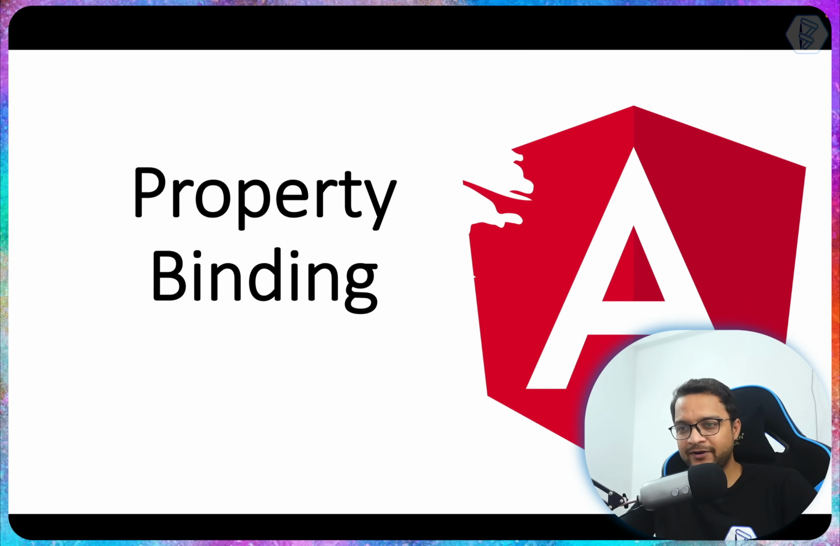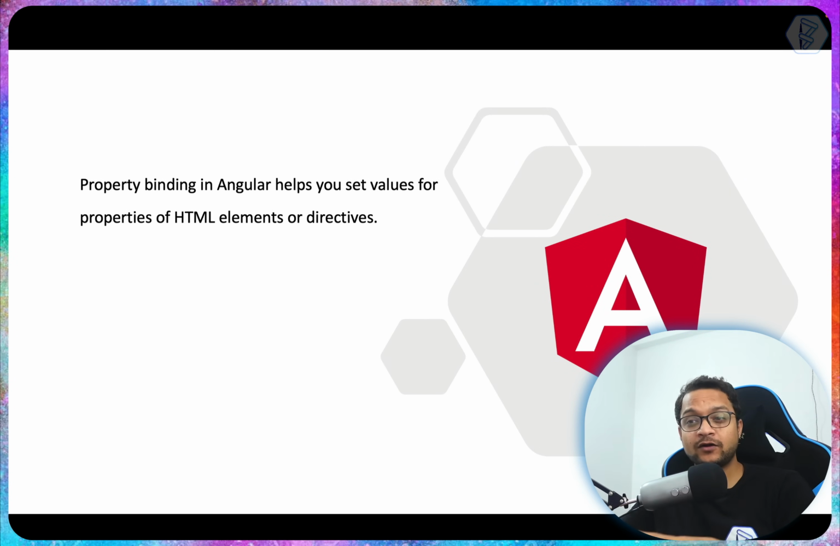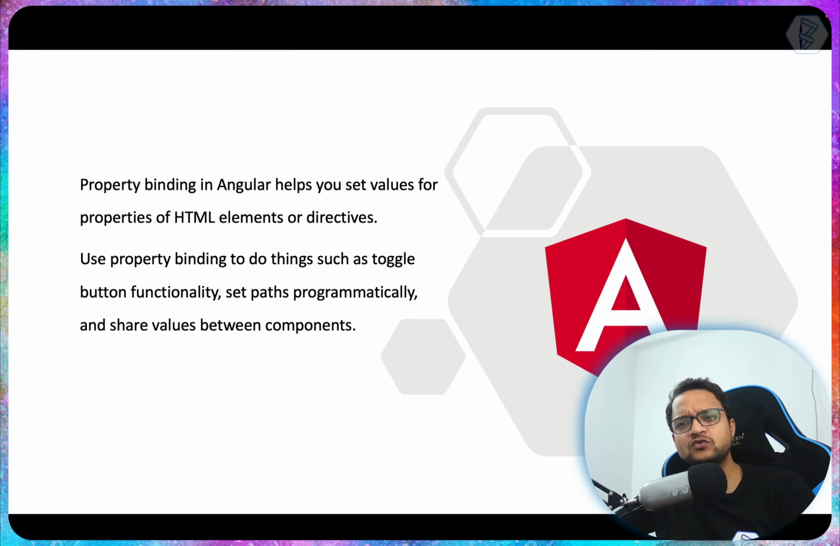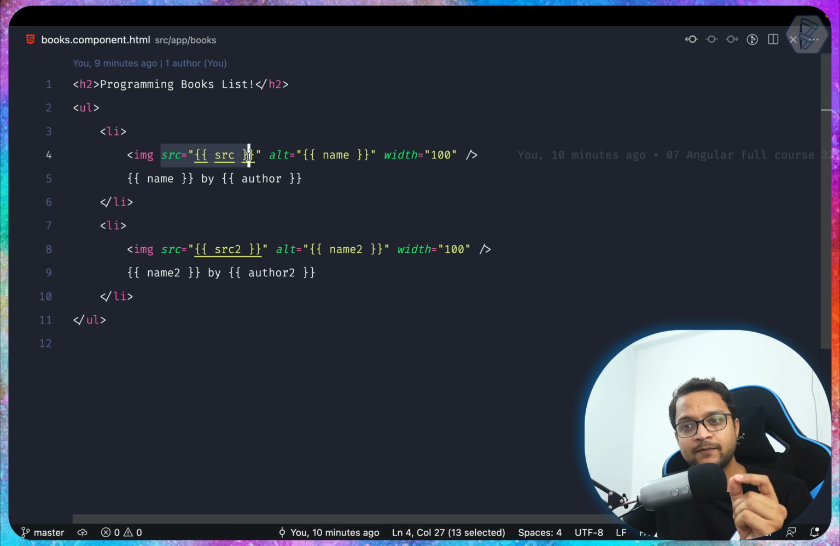Now let's talk about property binding. So what is property binding? By the definition, property binding in Angular helps you set the value for properties of HTML elements and directives. Yeah, so this is just the definition, but it says to use property binding to do such things as toggle button functionality, set paths programmatically, and share values between components. In between that, I am interested in this set path programmatically. Now remember, here we have set the source path programmatically.